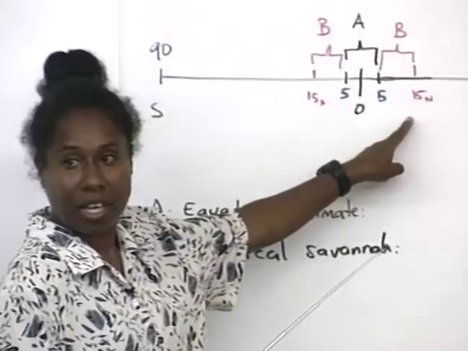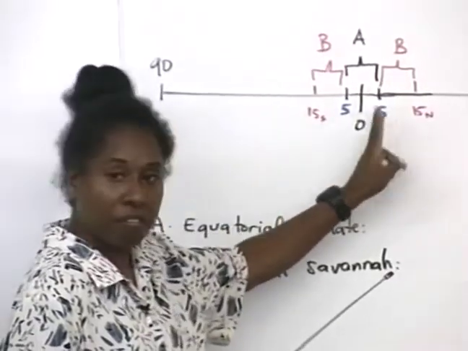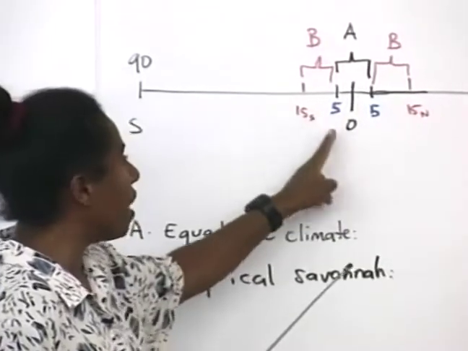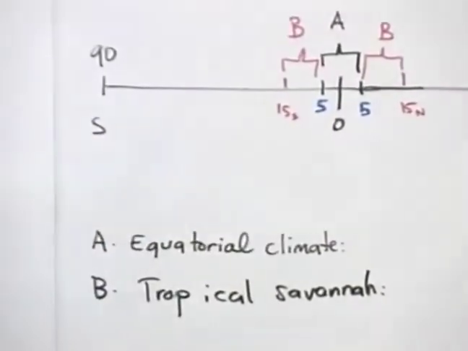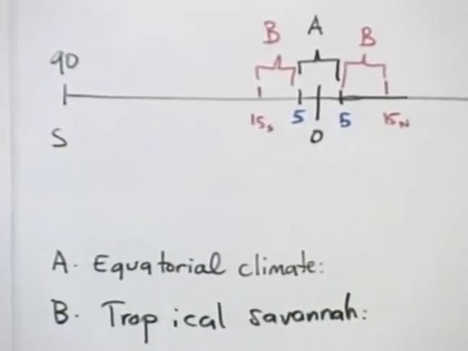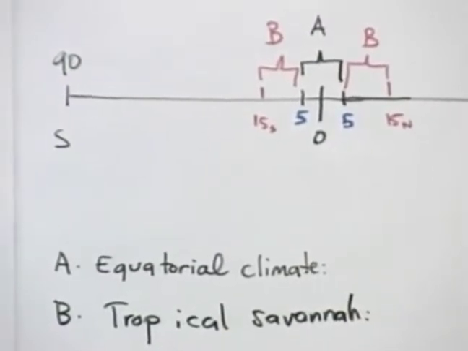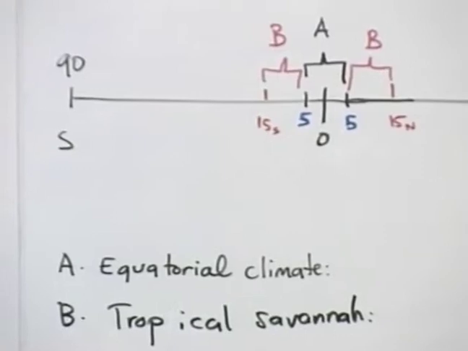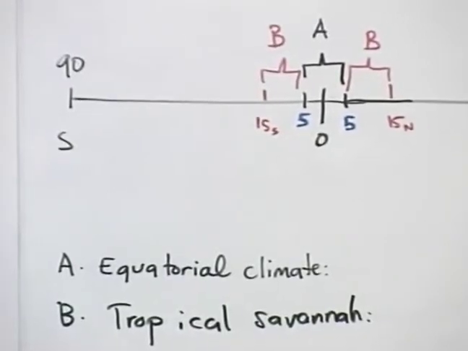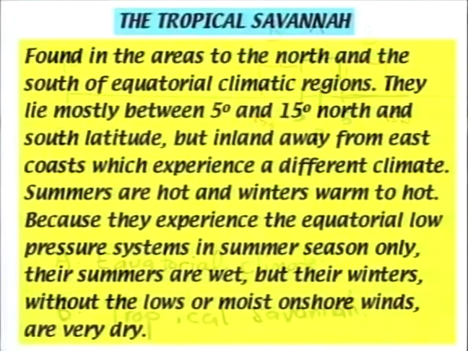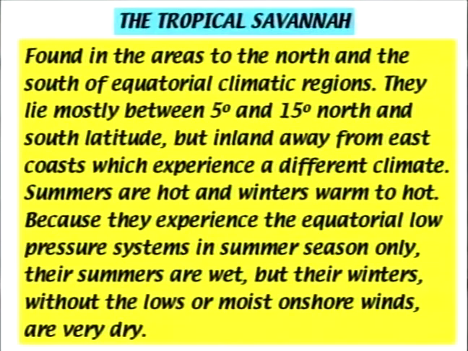But if you are living 5 to 15 degrees north or 5 to 15 degrees south, inland or on the western side of the continent, then definitely you would be experiencing the tropical savanna climate. In this climatic type, summers are hot and winters are warm to hot.